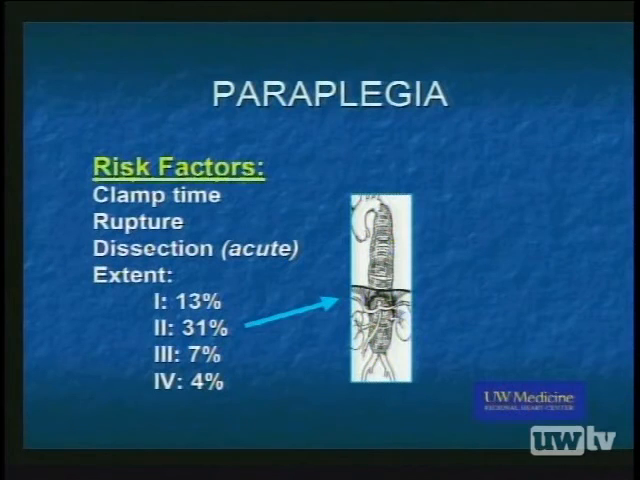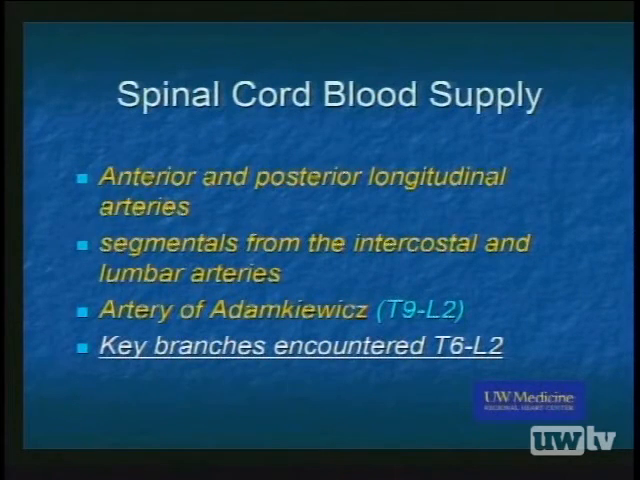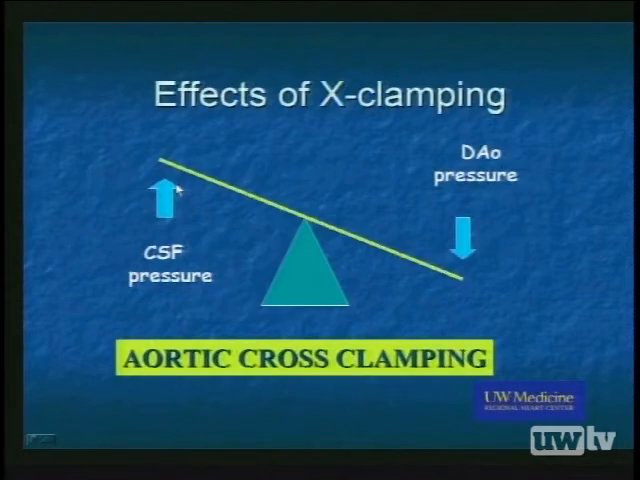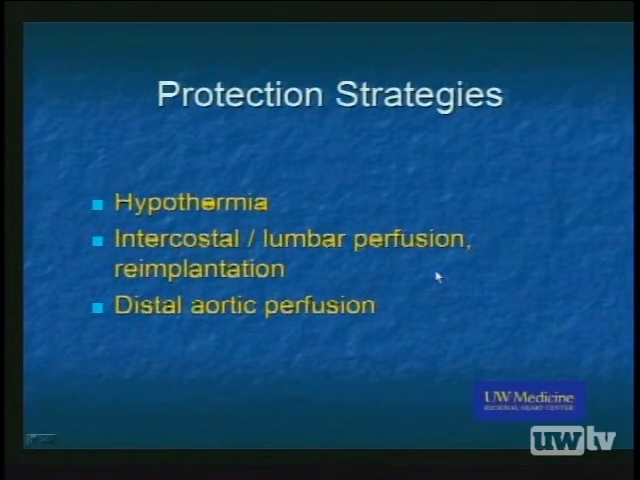The risk factors for paraplegia include prolonged clamp time, the presence of rupture or dissection at presentation, and obviously that extent 2 aneurysm, which is the most extensive one there is. The spinal cord blood supply is derived from multiple sources, but the key branches that we concern ourselves with are those that are encountered between T6 and L2, and as such they typically require reimplantation. CSF pressure goes up, distal aortic pressure goes down, and this imbalance significantly impairs spinal cord nutrient blood flow. Protection strategies have evolved, which have included hypothermia, intercostal and lumbar perfusion and or reimplantation, and distal aortic perfusion. We here at the University of Washington use a combination of all 3.